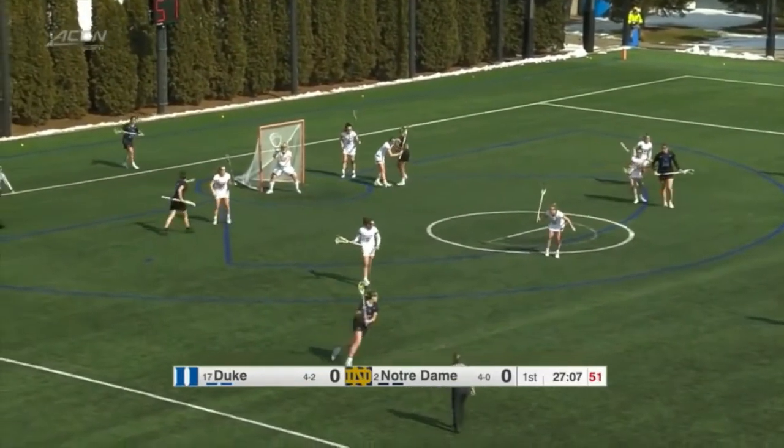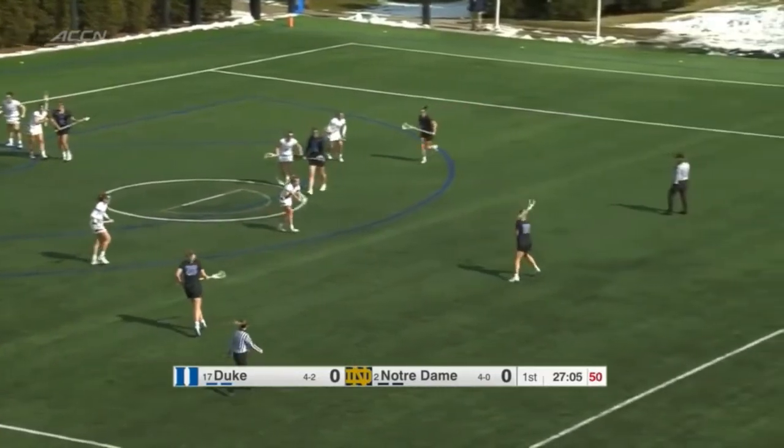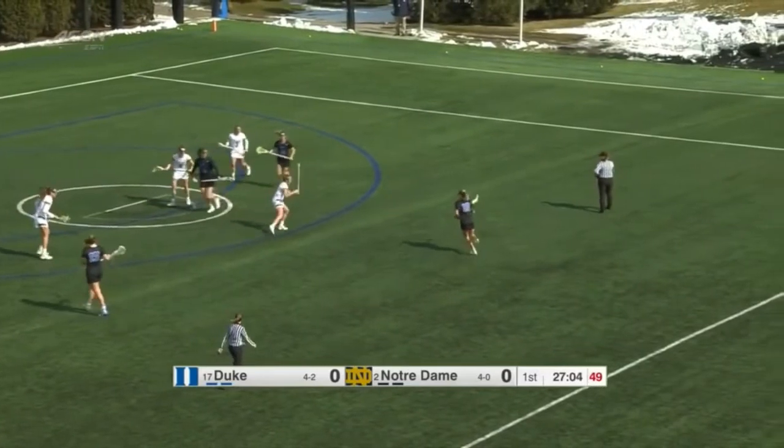Finally, watch this attacker on the high wing as she clears through. Notice how her defender is able to focus almost 100% of her attention on the ball carrier and drop off her attacker early.